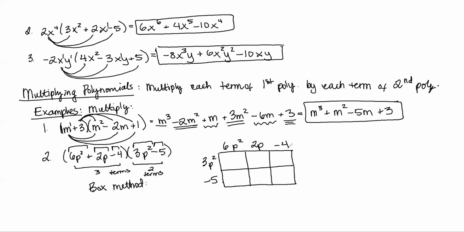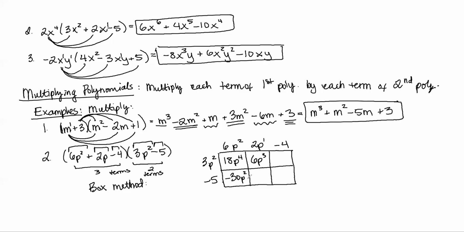And then we're going to multiply the edges together. So this top left box, we're going to multiply 6p squared times 3p squared. So that gives us 18p to the 4th. And then we can go in whatever order we want. I'll just go down. So this one down here, we're going to have 6p squared times negative 5. So negative 30p squared. In the middle, on the top, we have 2p times 3p squared, so 6p cubed.